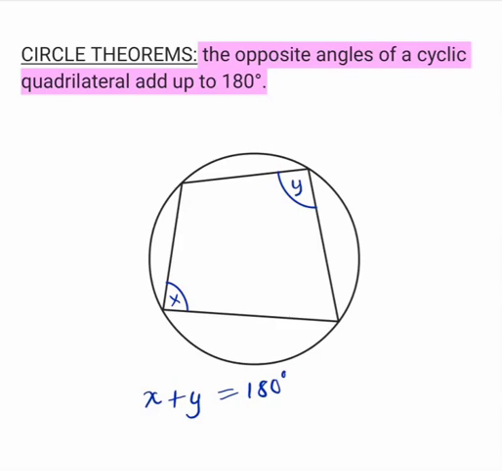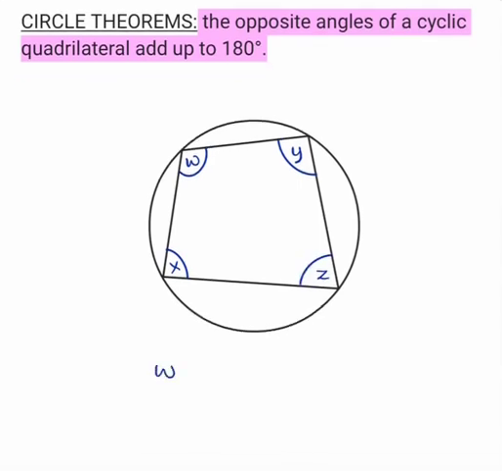Very simple, very straightforward. This would be true also for the other set of opposite angles. So if I decide to name this one as W, and let's call this one Z, then I would say here W plus Z is also equal to 180 degrees. So it's the diagonally opposite angles that add up to 180. Okay, so let's take a look at how we can apply this concept in questions.